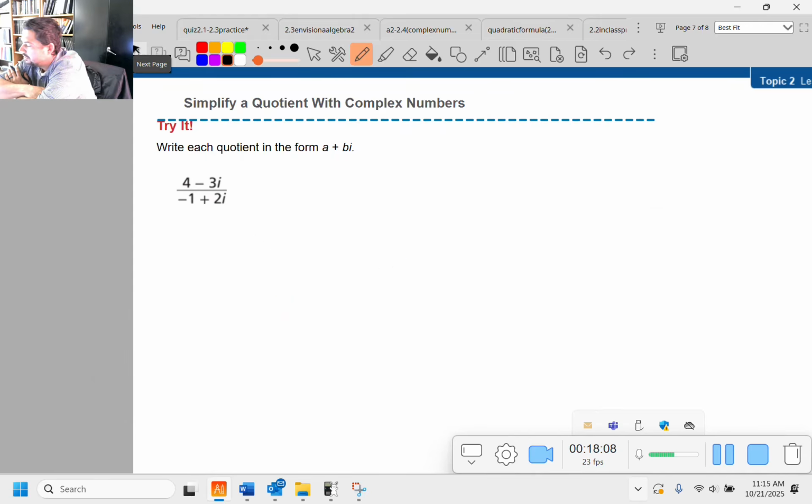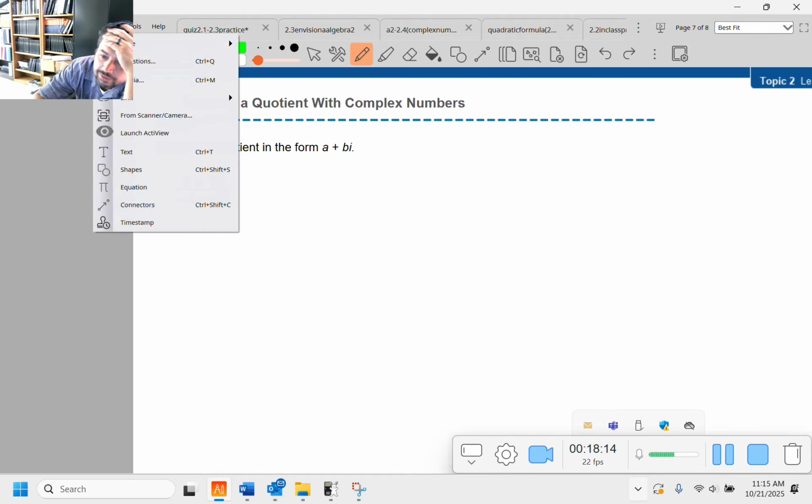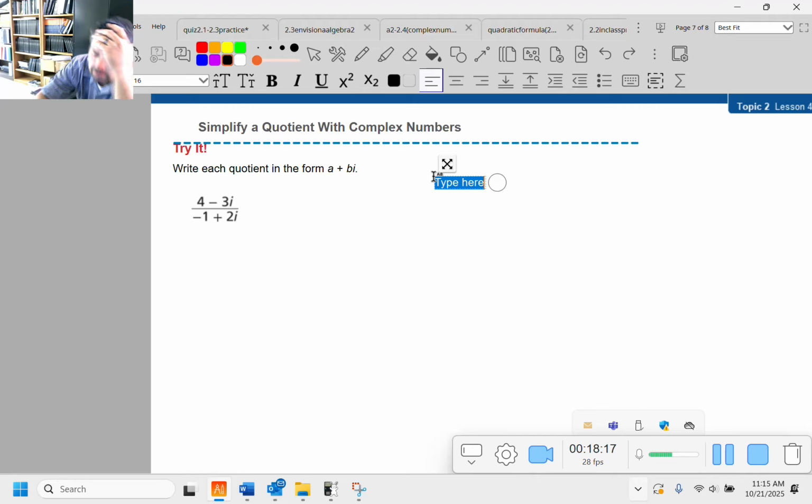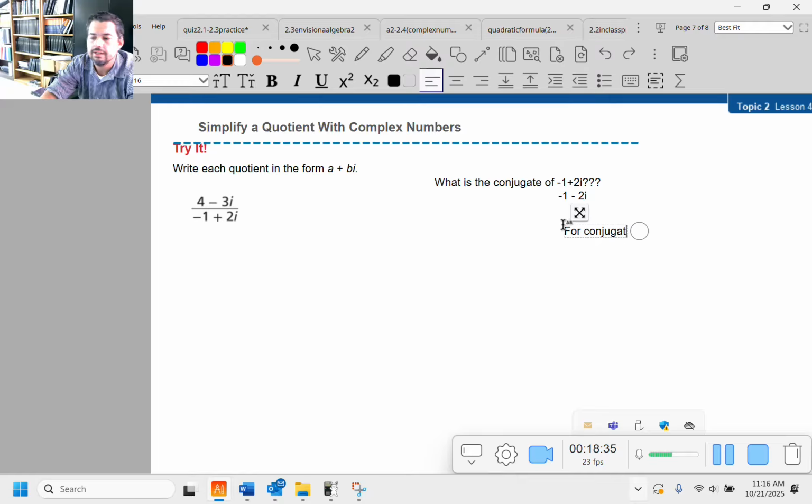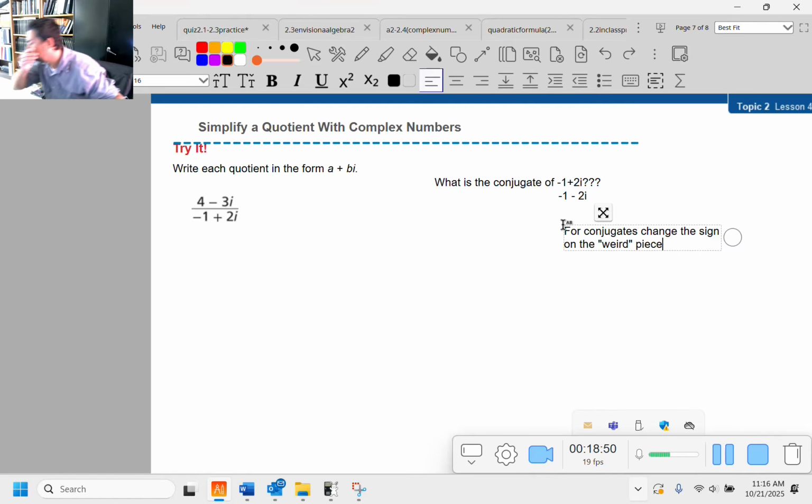All right, here's the try it, but of course you're watching a video, so I'm just going to do it for you. And again, my question to you would be simply, what is the conjugate of negative 1 plus 2I? You know, and you're thinking, right? The only thing that changes is the weird thing. For conjugates, I don't care what kind of conjugate it is, you change the sign on the weird piece. 2I is imaginary. It's weird, right? So we change the sign on that.